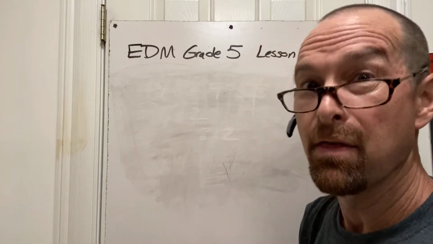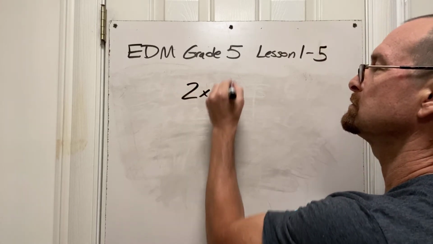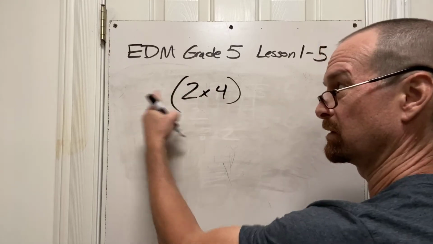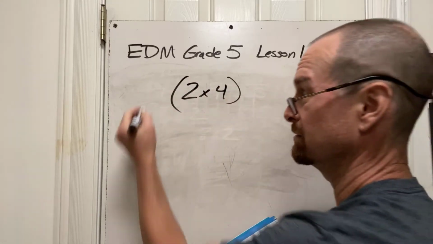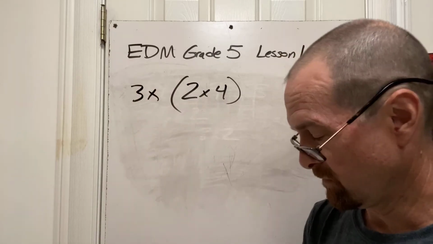You got to do that, the product of 2 and 4 stuff, in parentheses, because you have to get that. So it's 3 times that. You could put the 3 times out here. You could put it over there too. Doesn't really matter. I'm going to stick it there. 3 times the product of 2 and 4.